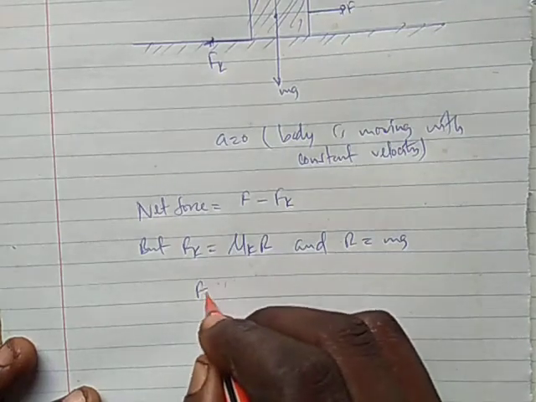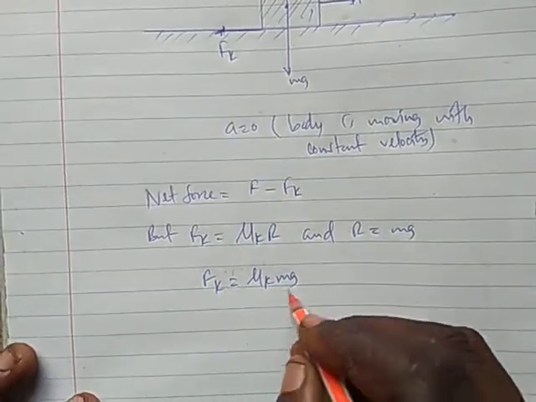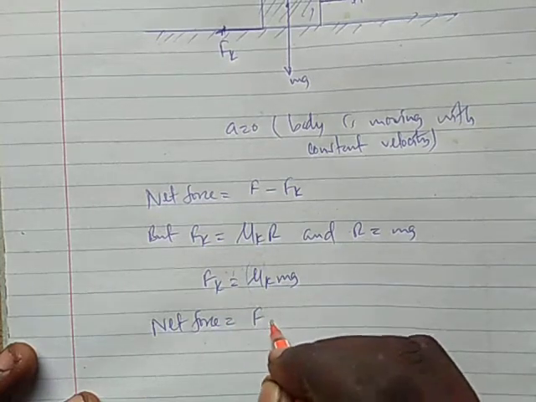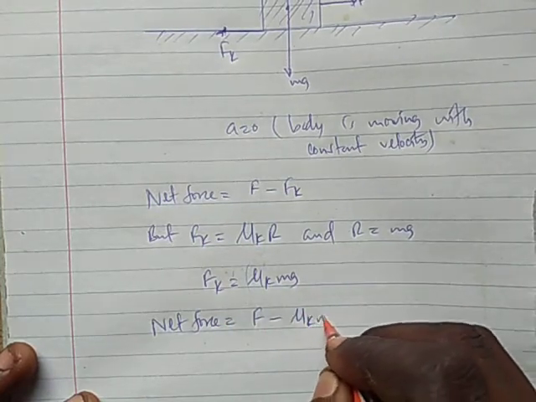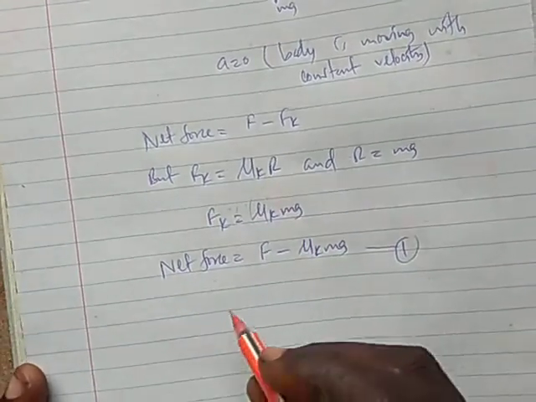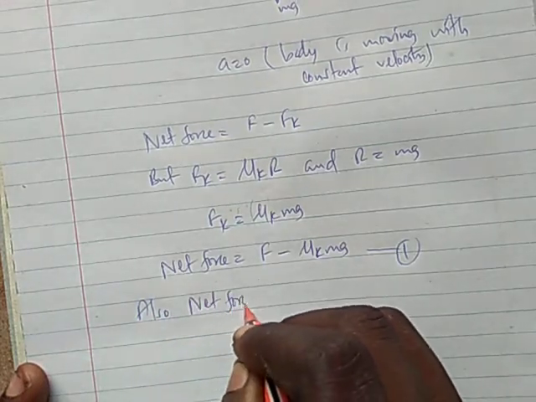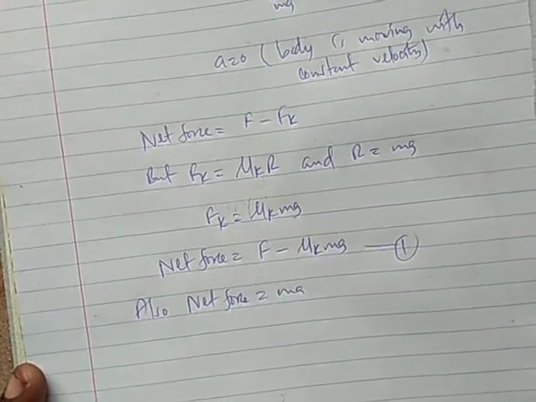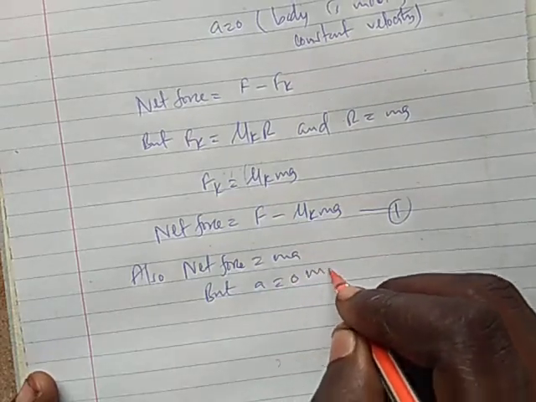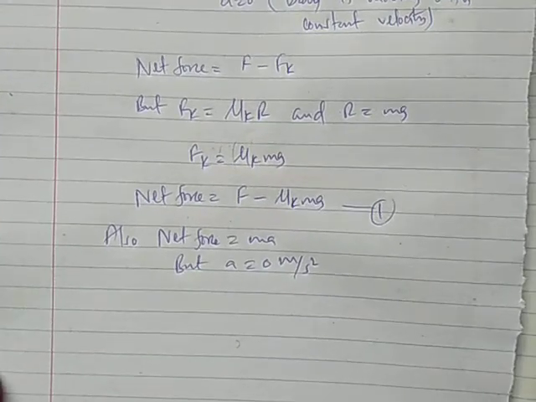So itakuwa ni Fk ni sawa na mu k mg. Toka hapo tukija kuingiza hapa itakuwa net force ni sawa na F minus mu k mg. You can call this as equation 1. Also we are saying net force is sawa na mass times acceleration, but in our case acceleration is equal to 0 meter per second square. Body is moving with constant velocity.